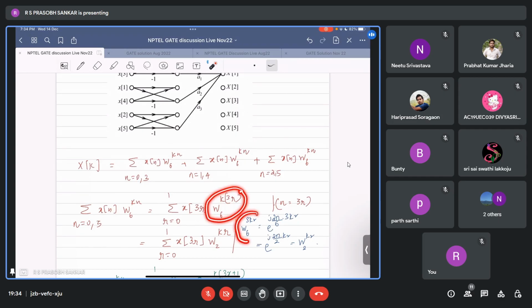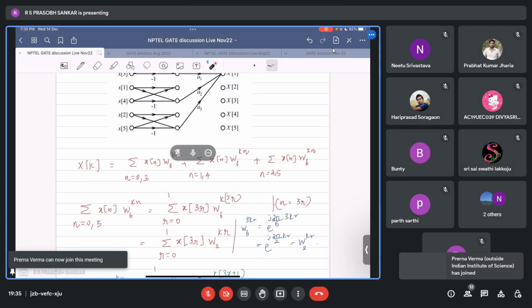Now if we note this term, W6 raised to 3kr, what is it? It is e raised to minus j 2 pi by 6 times 3kr. The 3 and 6 cancel out, becoming 2. That is e raised to minus j 2 pi by 2 times kr, or W2 raised to kr. This is just a rearrangement. By the way, these things might look a bit arbitrary right now, but if you go through the derivation of the decimation in time FFT algorithm that we discussed before, the same idea is used there. So this summation can be written as summation r equal to 0 to 1 of x of 3r W2 raised to kr.